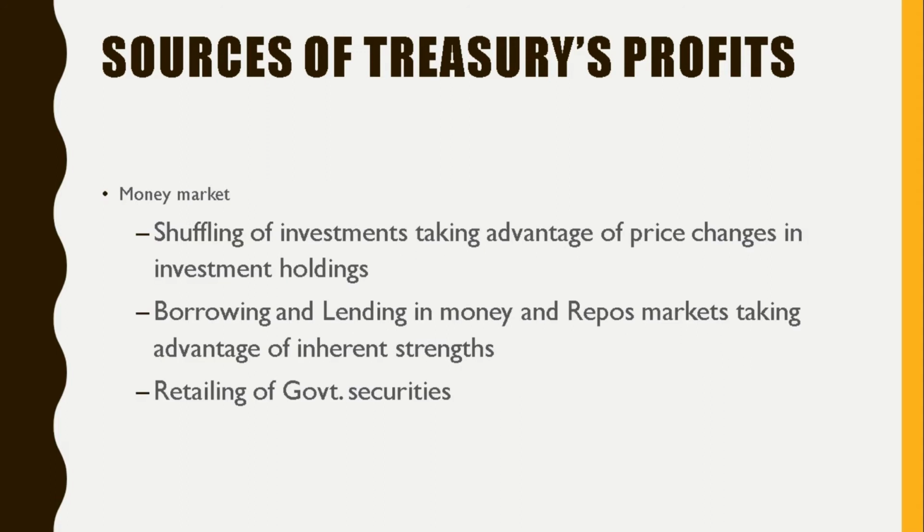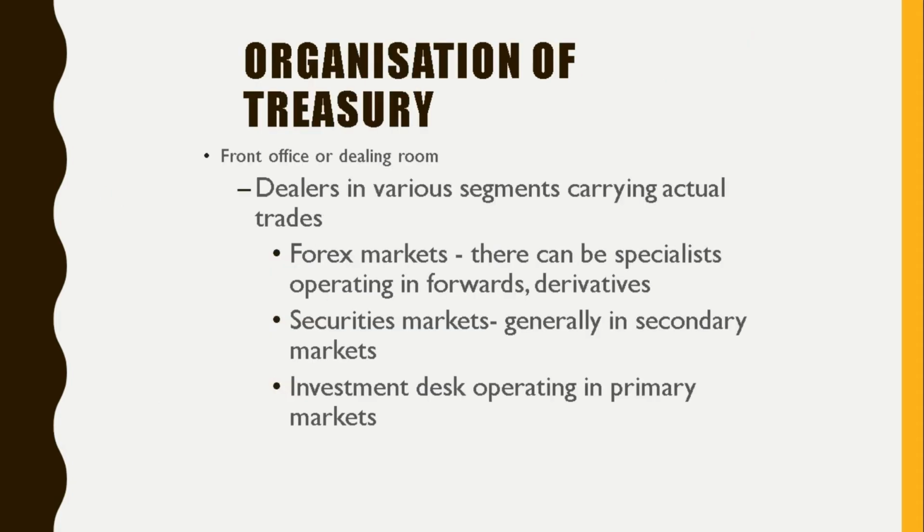both in cash and derivative markets. Okay. Now let's talk about what are the sources of treasury profits in the money market. Shuffling of investment takes place on price changes in investment holding, borrowings and lending in money and repo markets, taking advantage of inherent strength, and retailing of government securities. So basically, money markets make profit for treasury by shuffling the investment and taking advantage of price changes.